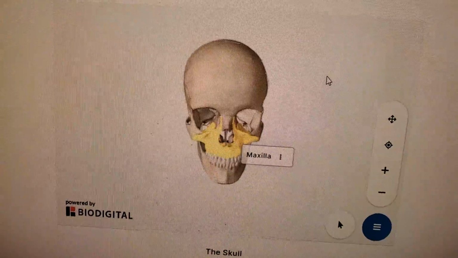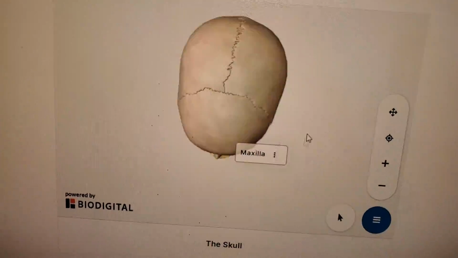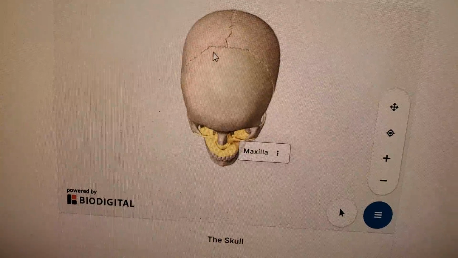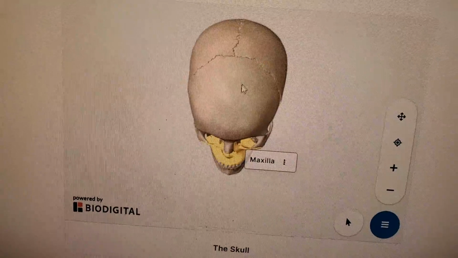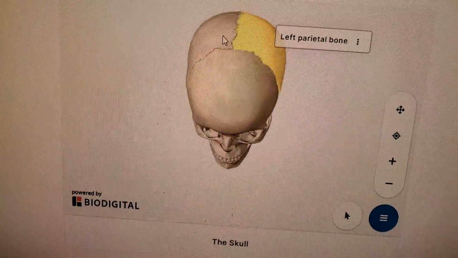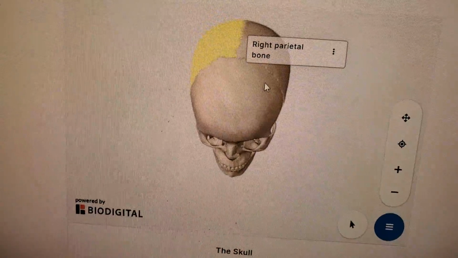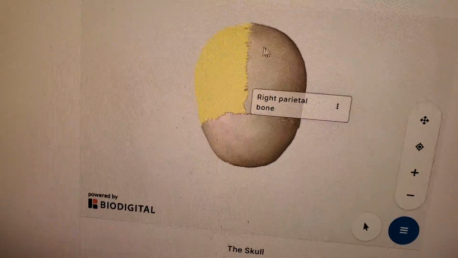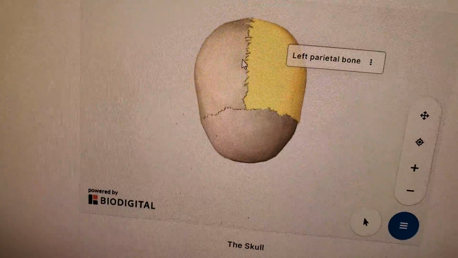You'll also have the coronal suture, which is right here, and this holds together the frontal bone and the parietal bones. Now there is another one as well here. It's called the sagittal suture, and that holds these 2 bones together.